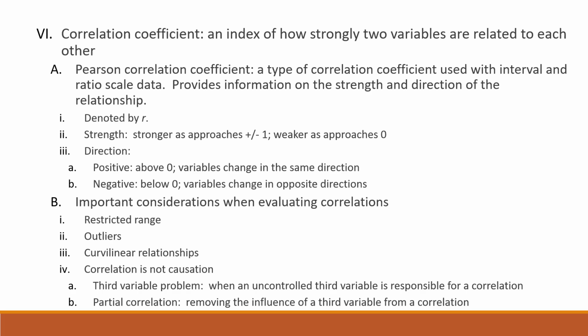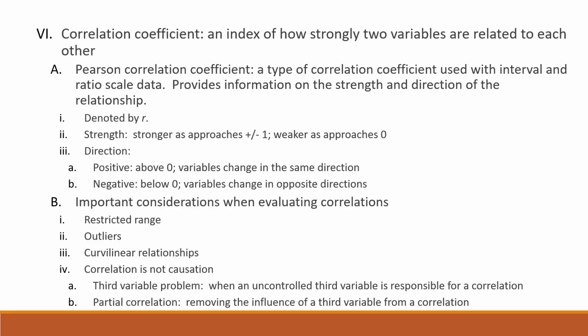We could run into the third variable problem, where there's an uncontrolled variable responsible for the correlation. For instance, there's a positive correlation between ice cream sales and sunburns, but we know that ice cream does not cause sunburns. Rather, both are associated with increased temperature, and when the sun is out, both ice cream sales and sunburns increase.